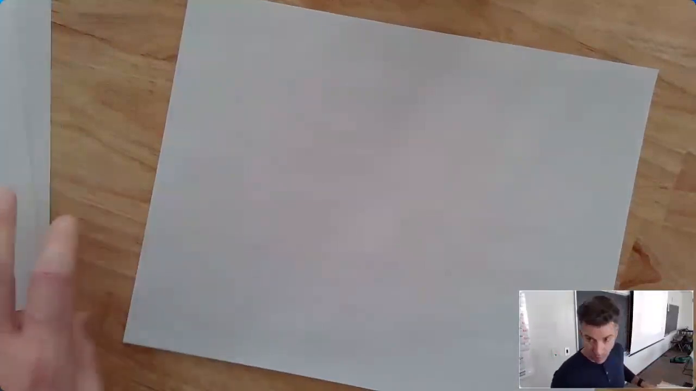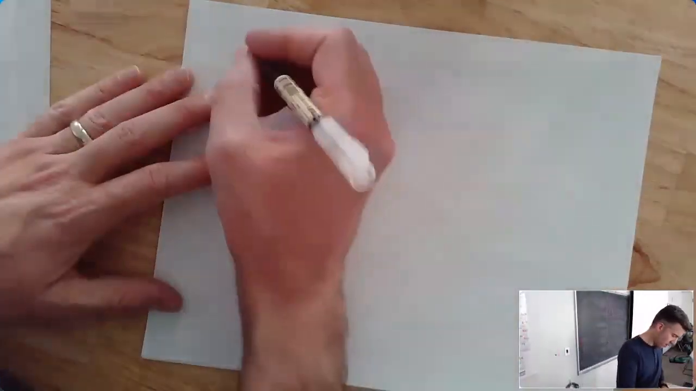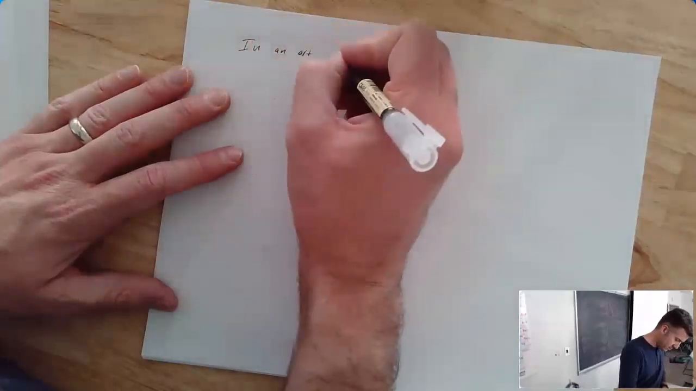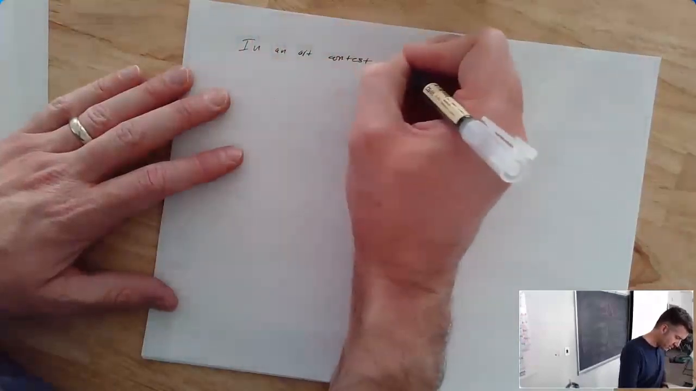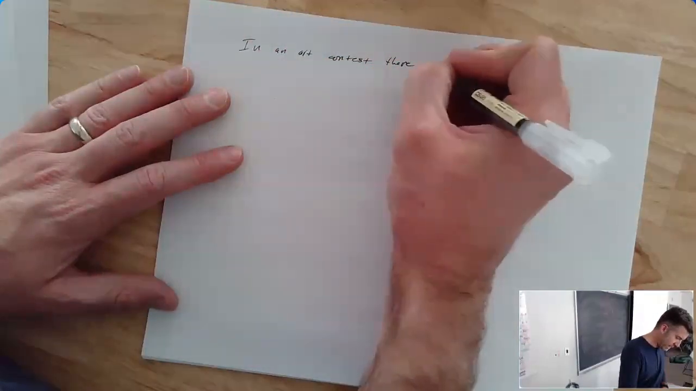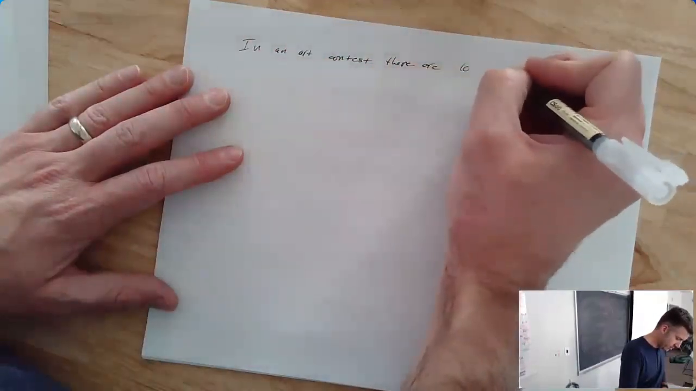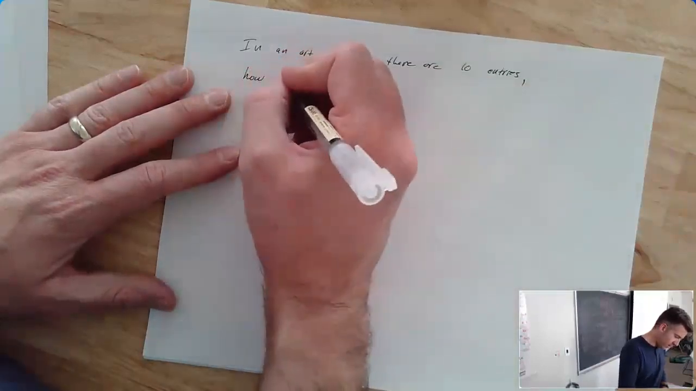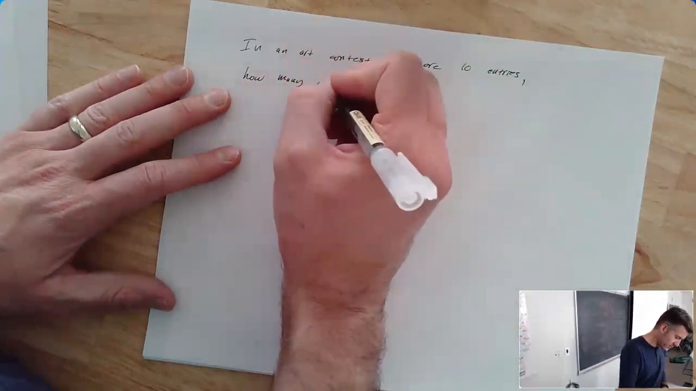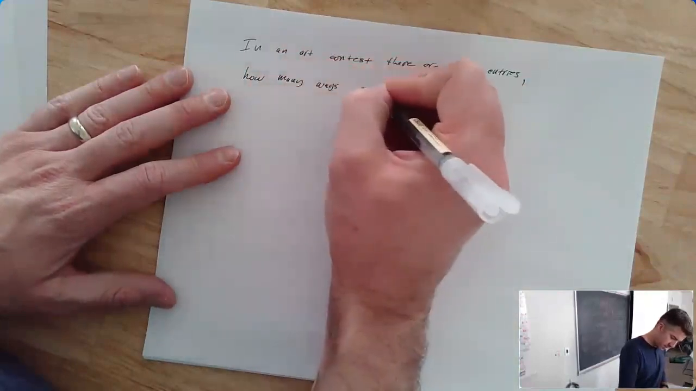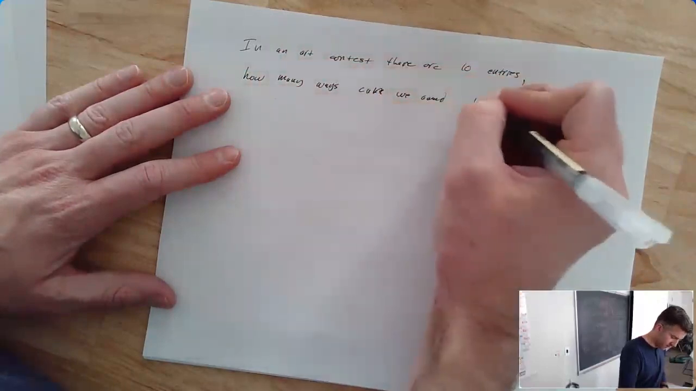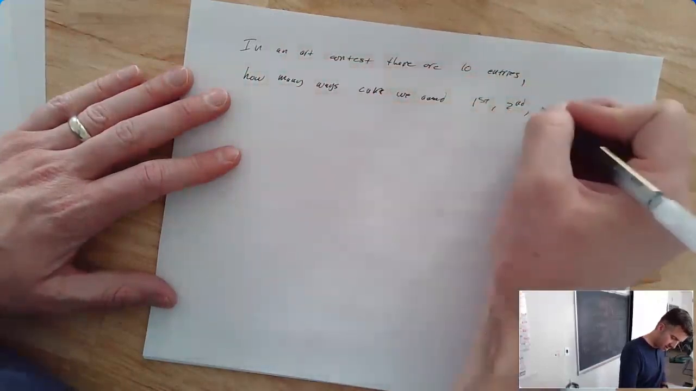So, one more example, and then we'll talk about a more general formula. In an art contest, there are 10 entries. How many ways can we award a first, second, and third prize?